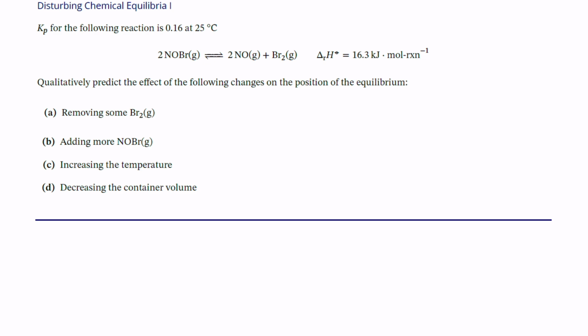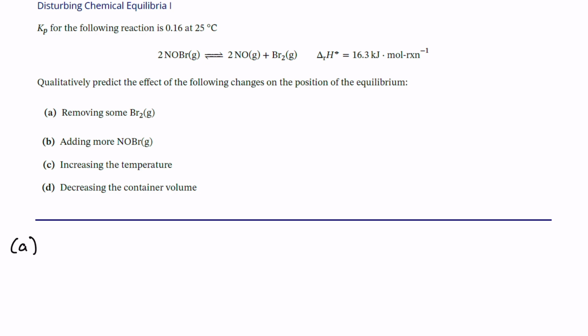Alright, so the first question says, what happens if we remove some Br2 gas, some bromine gas? Of course, disturbances of chemical equilibria can be rationalized using Le Chatelier's principle, or in general using the reaction quotient in some manner. But because we just have to qualitatively predict, we'll in general discuss it in terms of Le Chatelier's principle and the equilibrium itself. So how does removing some Br2 disturb this equilibrium?